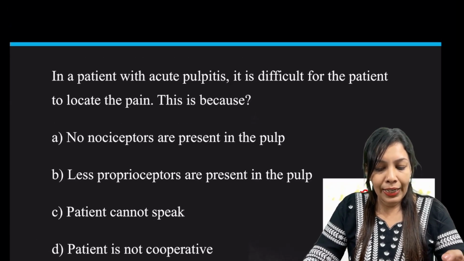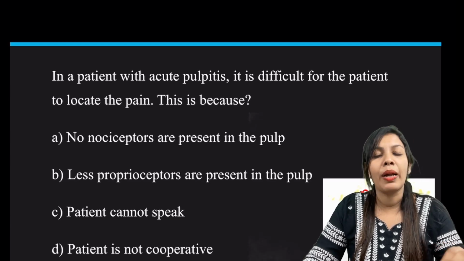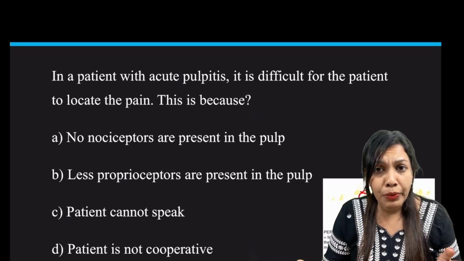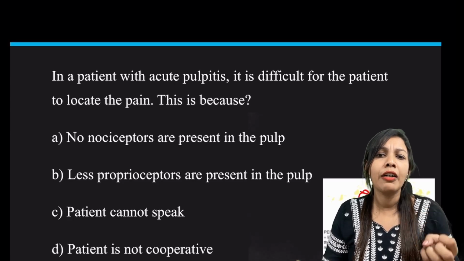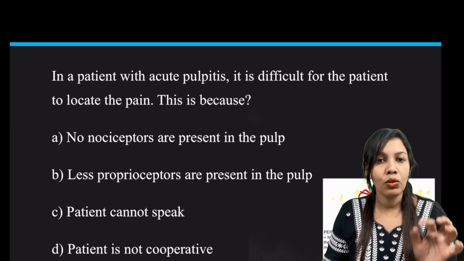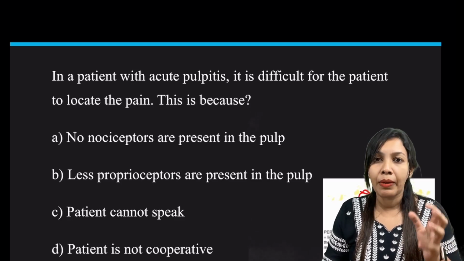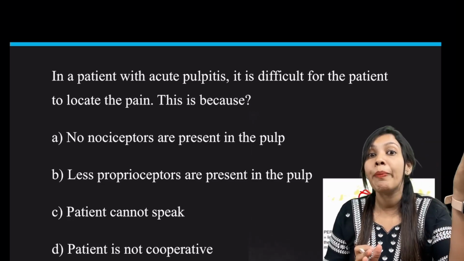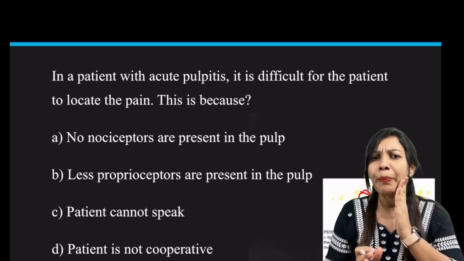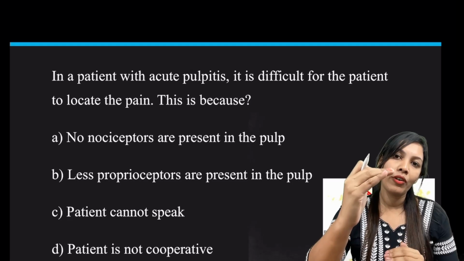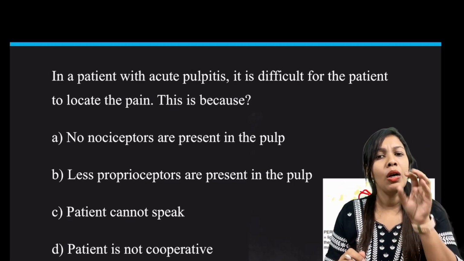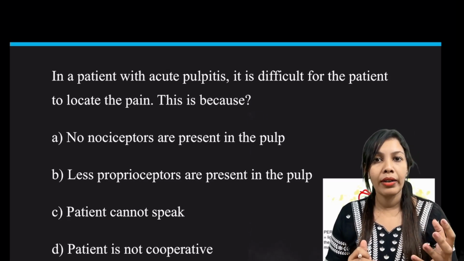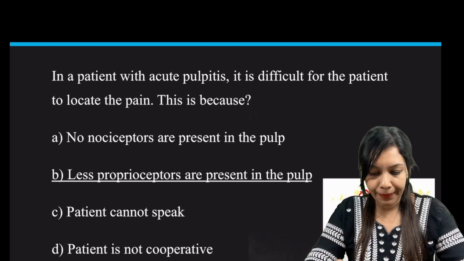So in acute pulpitis, it's difficult for the patient to locate the pain, because pulpitis means only the pulp is inflamed. Are there any proprioceptors present? No. So it is difficult for the patient to locate the pain, because the number of proprioceptors is less in the pulp. If it had gone into the periodontal space, the patient would have felt proper pain, saying that the pain had moved to the periapical area. That is why the patient is able to properly locate the pain. Proprioceptors are fewer in the pulp, more in the periodontal space, right?